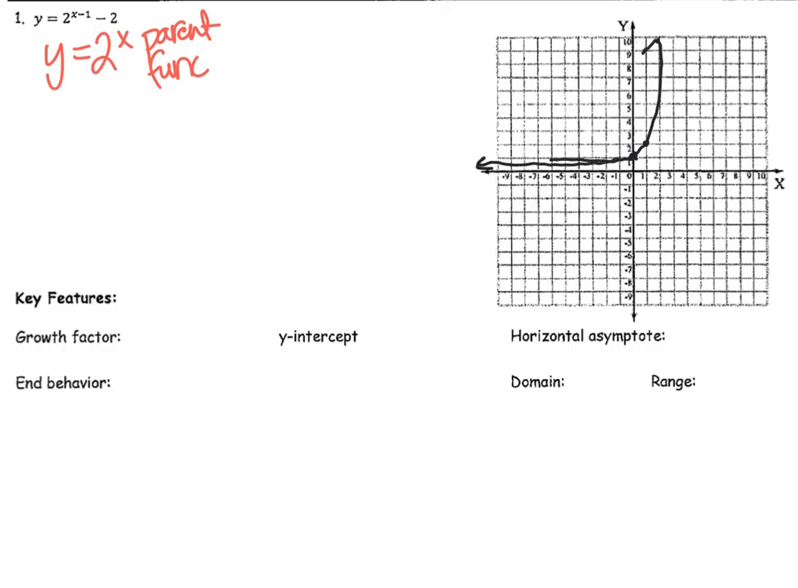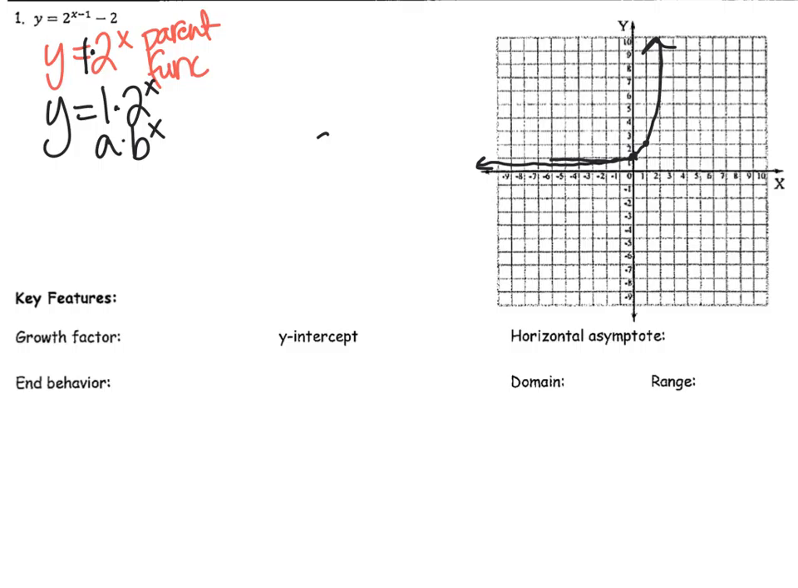I'm a tad bit confused. This 1 times 2 to the x. A times b to the x, remember? So if there's no number in front of b, you assume it's a 1. Where's the b in there? The 2. But in exponential form, you said that the a is the y-intercept. Yeah, my y-intercept here is 1. There's like a number 1 here. Since there's no number, we say it's a 1. Oh, okay. So now that's my black parent function.